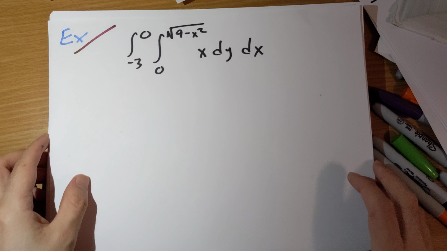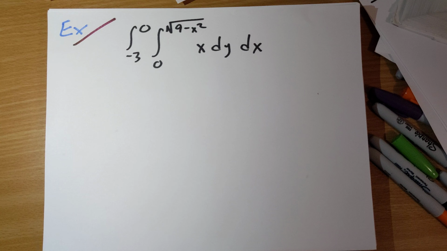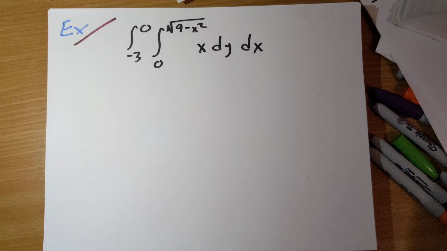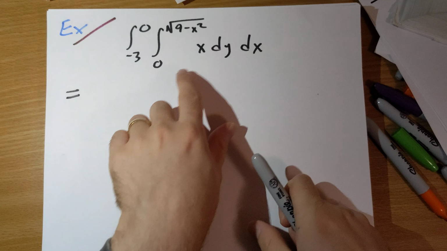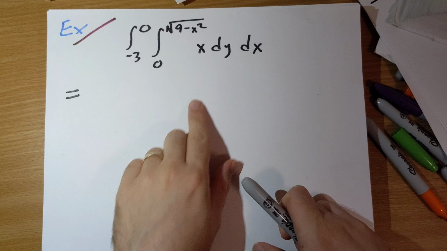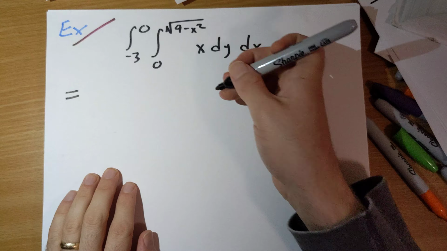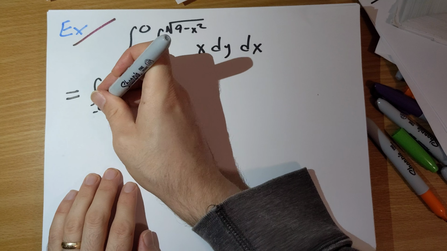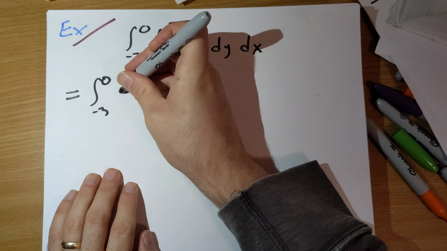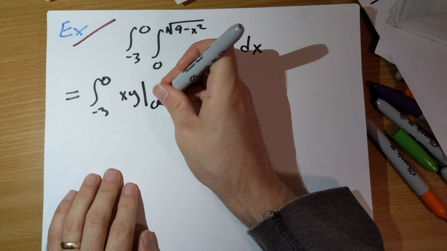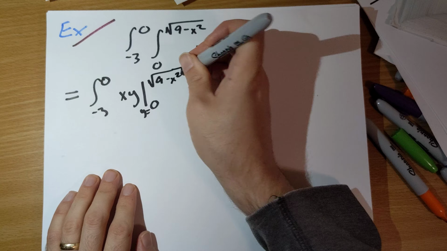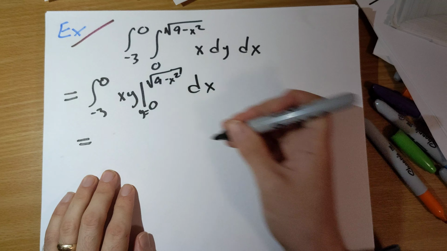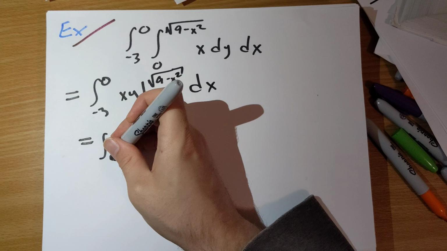For purposes of comparison, I promise that we do this in rectangular coordinates. So let's just go ahead and evaluate this integral. We're integrating with respect to y first. Antiderivative of x with respect to y is just going to be x times y. We'll plug in y from 0 to the square root of 9 minus x squared, dx.